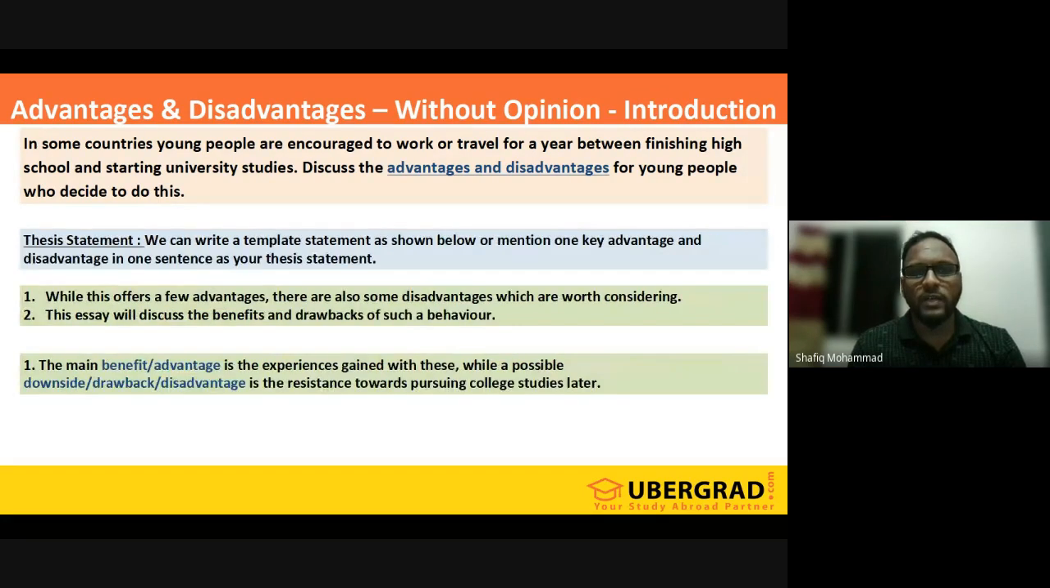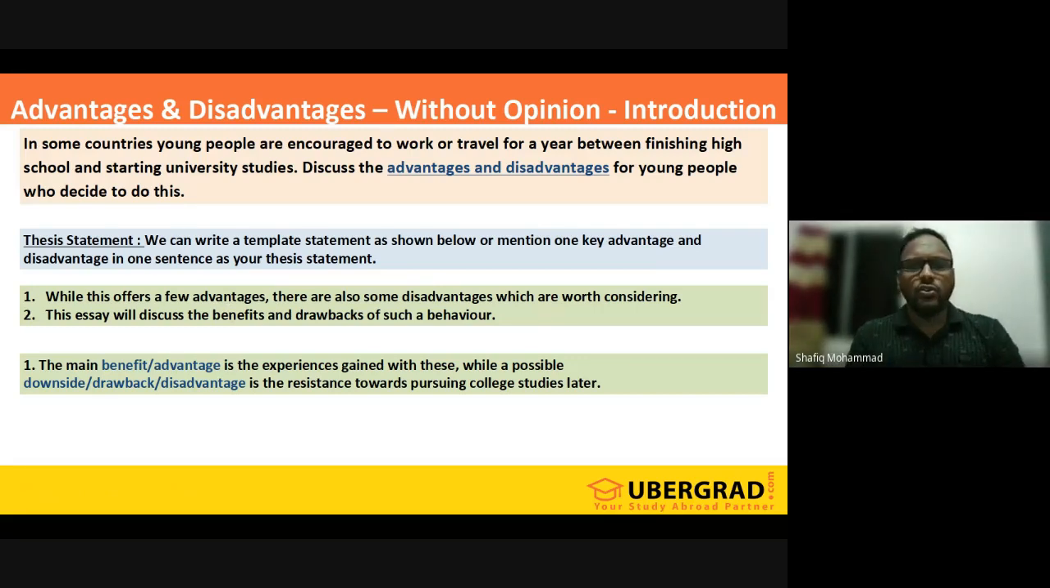So now, the thesis statement can be written like this. Okay, so we can write the template statement as shown below, where you mention one key advantage and disadvantage in one sentence as the thesis statement. So here, no need to write all the advantages, just tell one. While this offers a few advantages, there are also some disadvantages which are worth considering. This essay will discuss the benefits and drawbacks of such behavior. So don't write advantages and disadvantages again in the outline of the essay. If you're using advantages, you can use benefits. So this is the variation I was talking about, right?